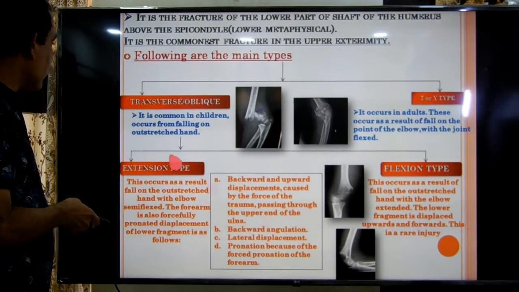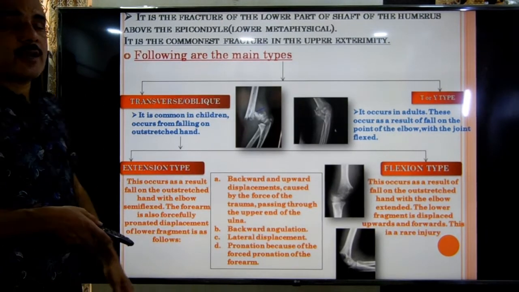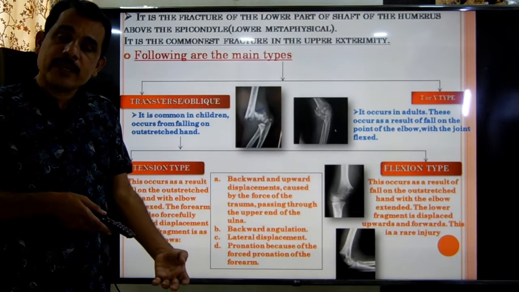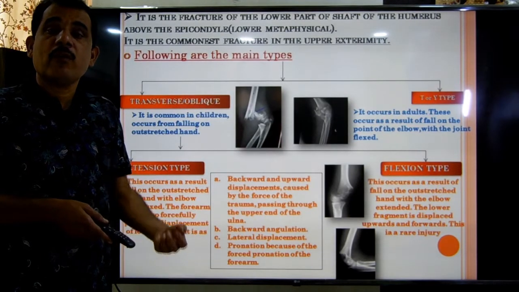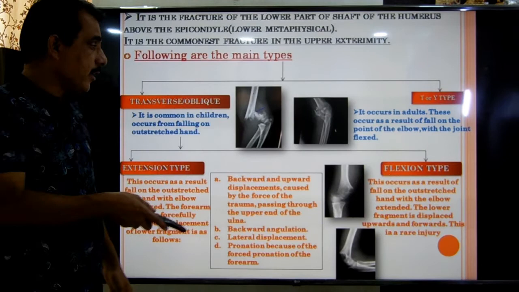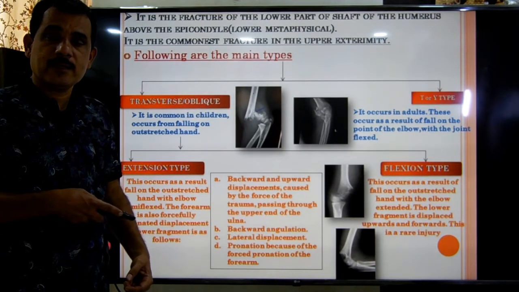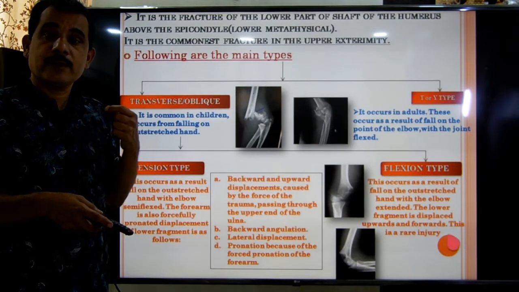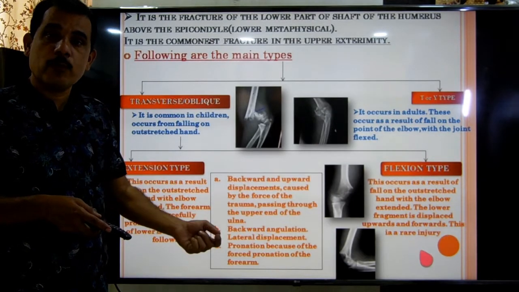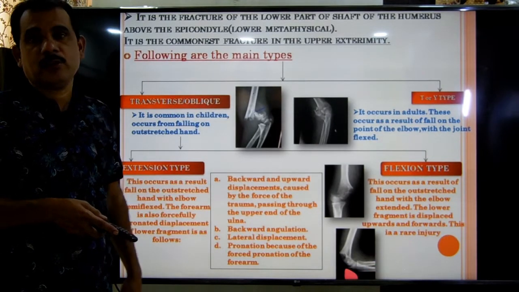Now why is it called an extension type? Because after the displacement, the elbow remains extended. The patient cannot flex. And in the flexion type, it is called flexion because after the displacement of the fracture, the patient cannot extend the elbow; it remains flexed.